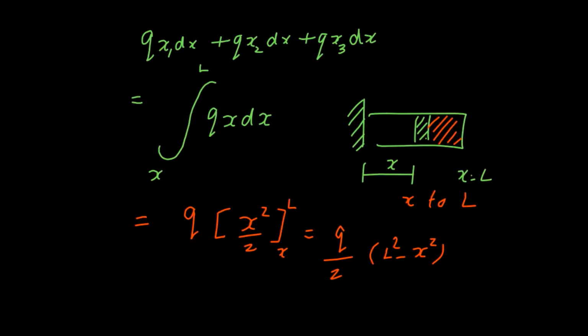Now I can define the stress on the small portion. So go to the next page. Let me define the stress. Stress is load by area. We just computed the total load that is acting on the small portion. It is q over 2 into L squared minus x squared, divided by area, so it is divided by A.